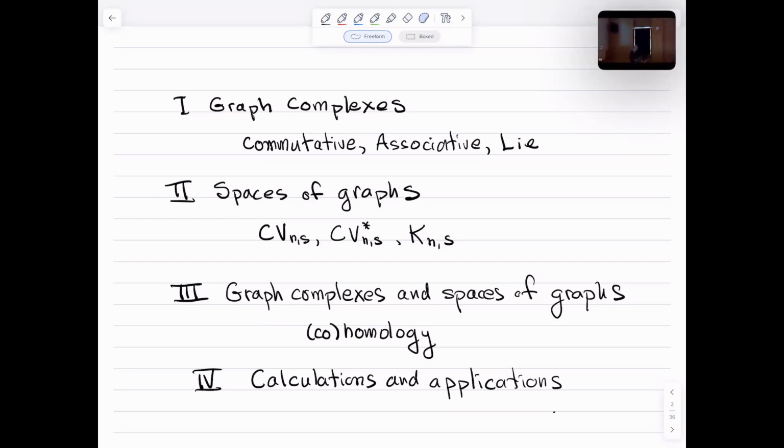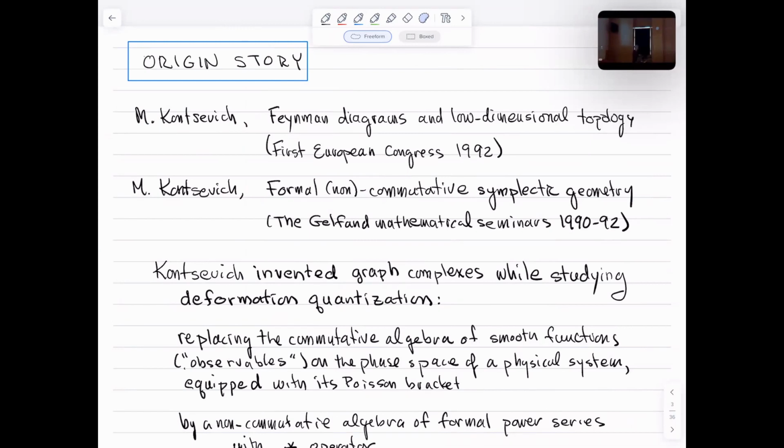So let's get started. I should first give the origin story. Where do graph complexes come from? Kontsevich in the early 90s wrote 2 articles, Feynman diagrams in low-dimensional topology and formal non-commutative symplectic geometry. In these papers, he introduced graph complexes. But what he was doing was studying deformation quantization in physics.